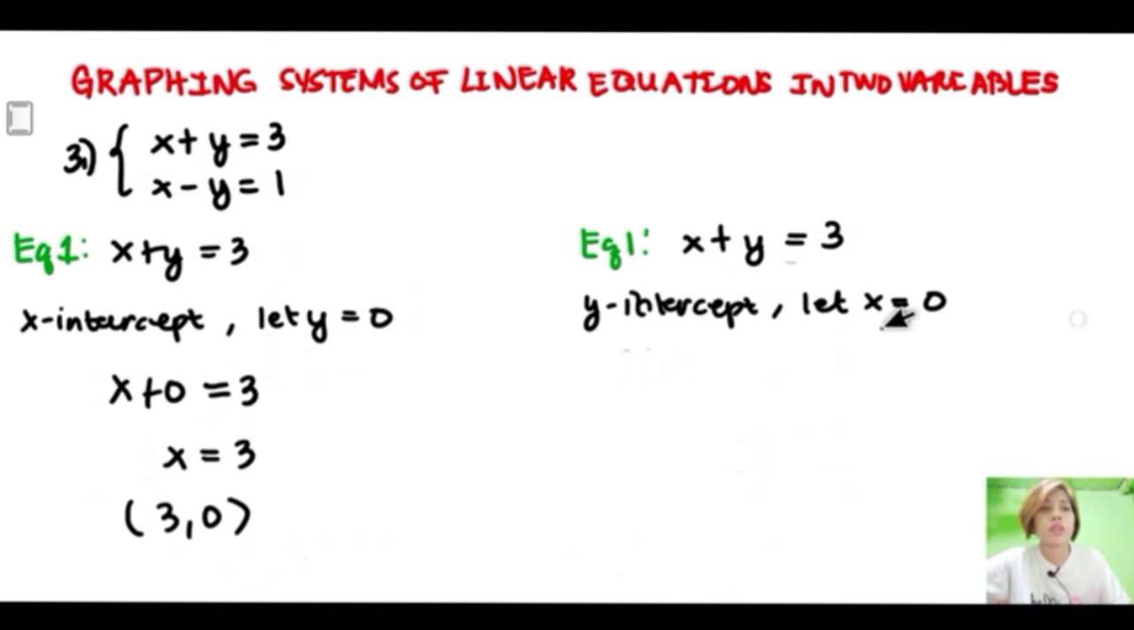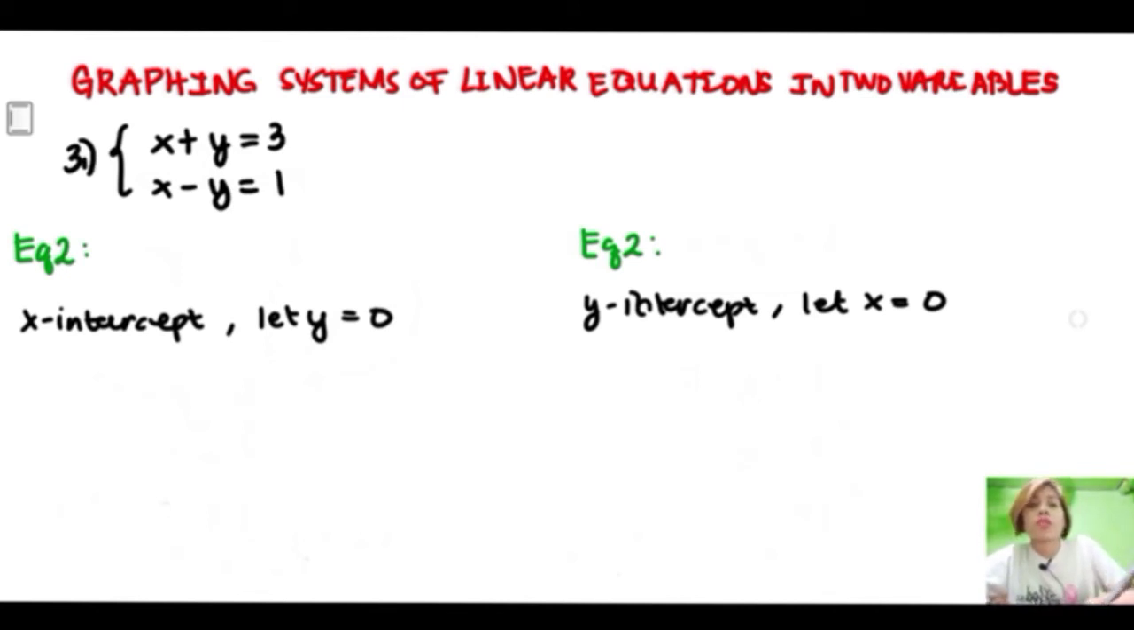Let's have the y-intercept. So, we let x be equal to 0. So, x is 0 plus y is equal to 3. Wala na po yung 0. So, y na lang. Y is equal to 3. So, yan po ay magiging 0, 3.